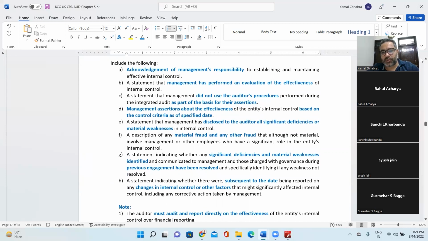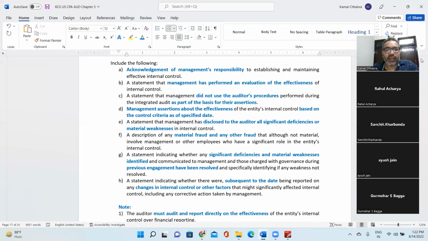First is acknowledgement of management responsibility to establish and maintain effective internal control. Second is that management has performed their evaluation. This is a specific representation. You'll be asking the management whether they have performed the evaluation of the effectiveness of internal control or not, so they need to acknowledge that first. And the third thing is a statement that the management did not use auditor procedures. Hope you are not using my procedure to evaluate the effectiveness of your internal control. You'll be doing your own internal control assessment, right? So you need to clearly take into the written representation letter a statement that the management did not use auditor procedures performed during the integrated audit as part of the basis of their assessment. Make sense? 1, 2, 3. So far, so good? Yes, sir.